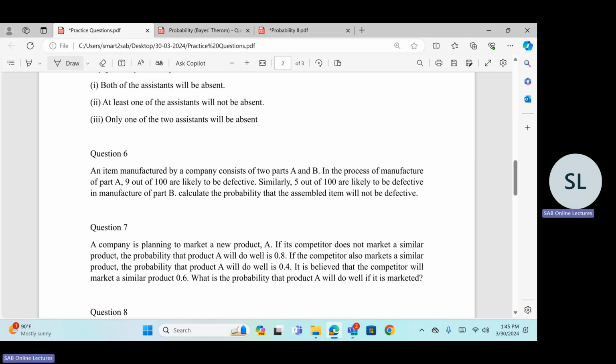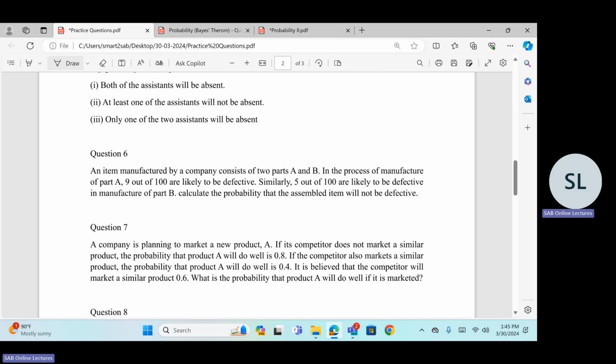Then the final output will not be defective means A is not defective and B is also not defective. Then add them together, we can get the non-defective item. Okay, then how to get the probability value? Both will be non-defective, part A and part B.